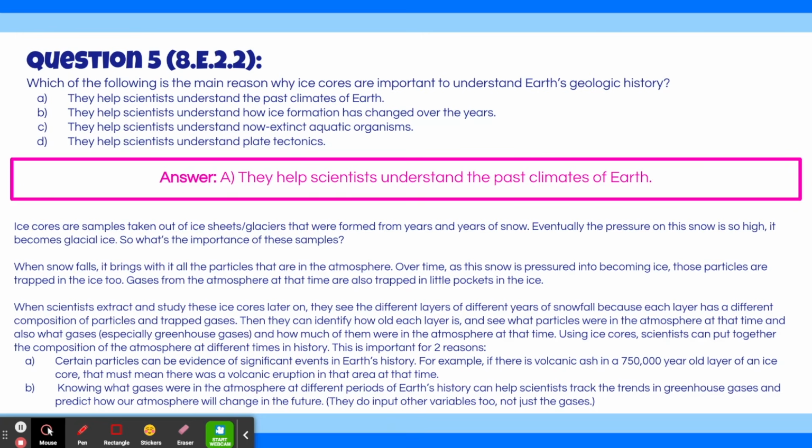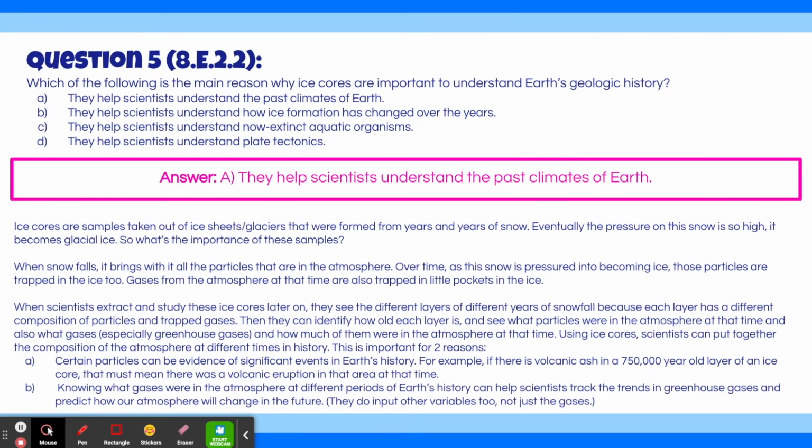For example, if there is volcanic ash in a 750,000-year-old layer of an ice core, this must mean that there was a volcanic eruption in that area at that time. B. Knowing what gases were in the atmosphere at different periods of Earth's history can help scientists track the trends in greenhouse gases and predict how our atmosphere will change in the future. They do input other variables too, not just the gases.